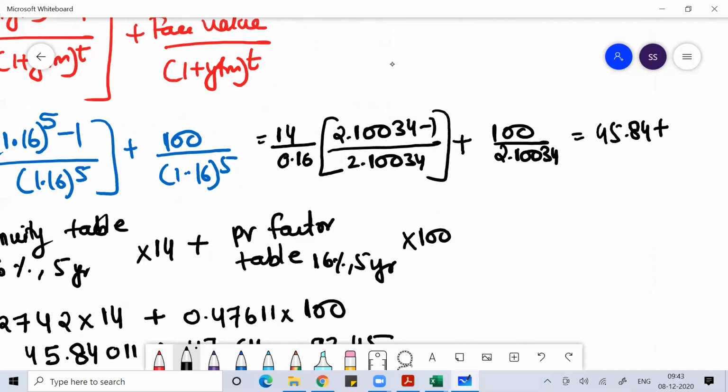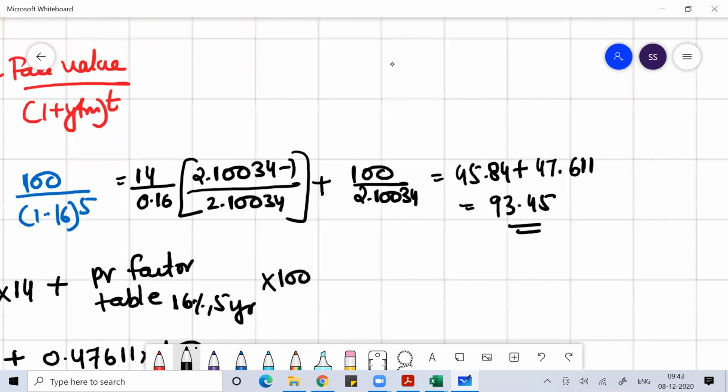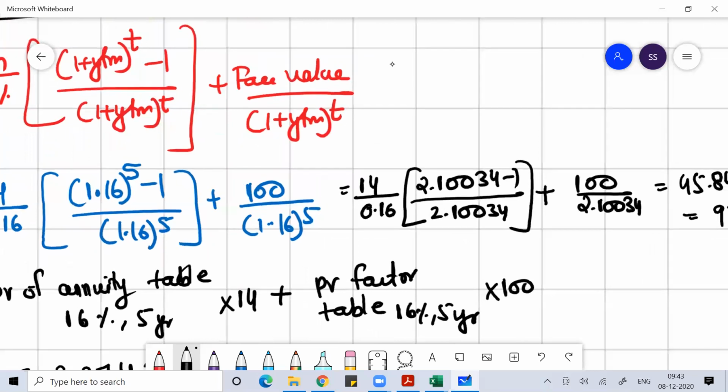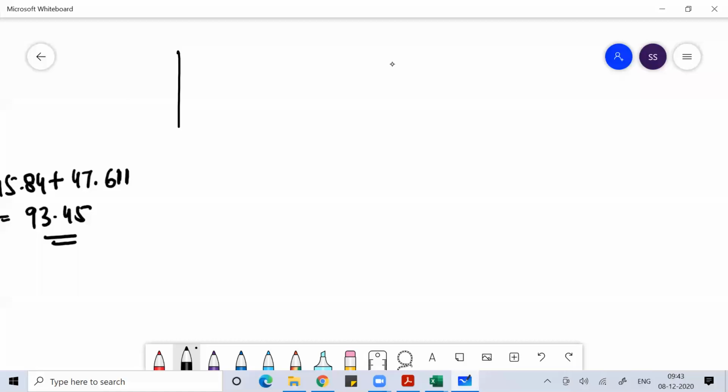So you'll get 45.84 plus 100 divided by 2.10034. That is 47.611. All this 45.84, you'll get 93.451, 93.45. Same thing. So just rechecking the answer. I hope you understood. This formula we apply when the coupon is paid annually.